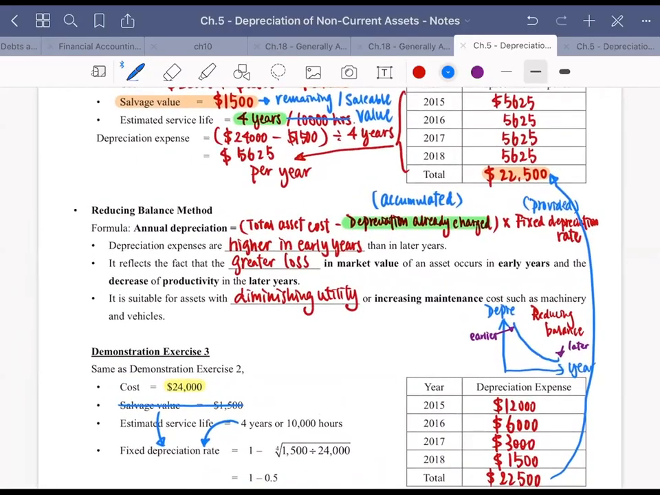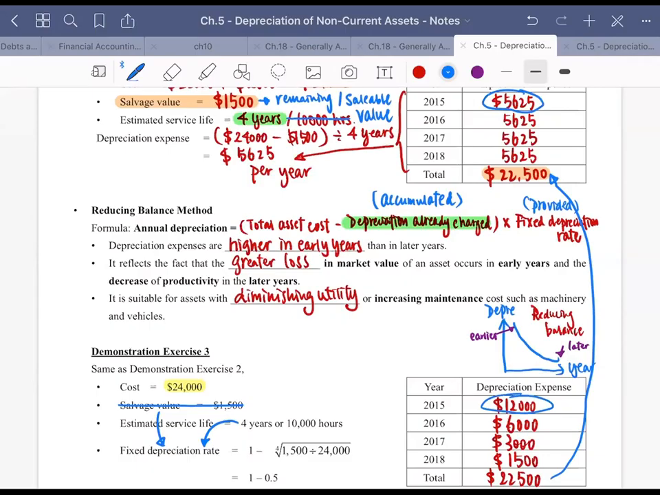For example, in 2015, if we're using the straight line method, the depreciation would be $5,625. But if we are using the reducing balance method, the amount would be much larger, $12,000. However, after charging for 4 years, we get the same total depreciation, which means the salvage value remaining would be $1,500. Actually, they're getting the same amount.